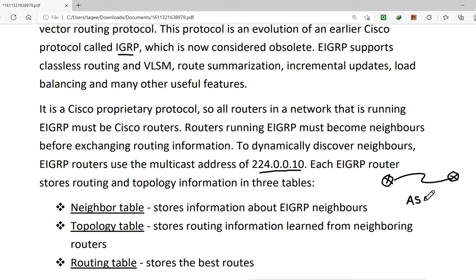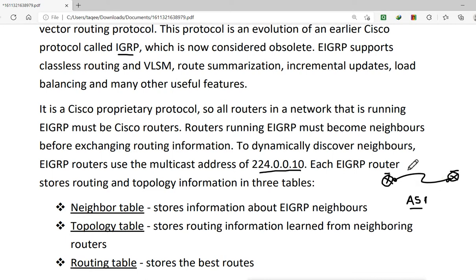If we configure 1 on this router, it must be 1 on this router also. If the autonomous system number is different on these two neighboring routers, then it will not create the neighborship. Then also the interface on which they are connected directly must be in the same subnet.